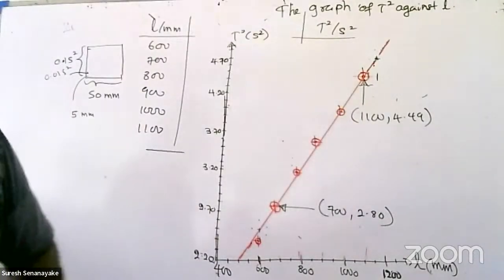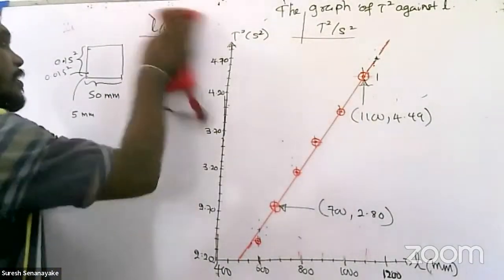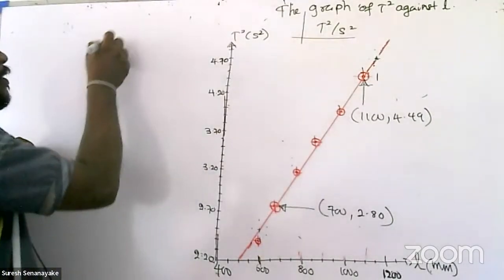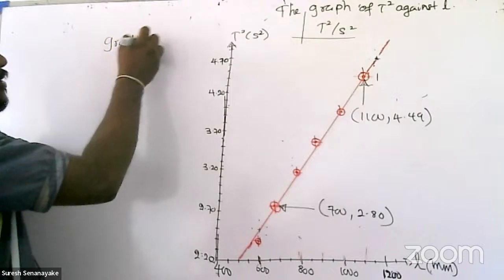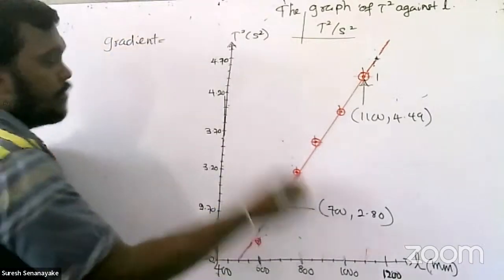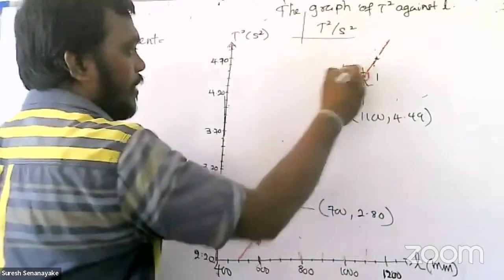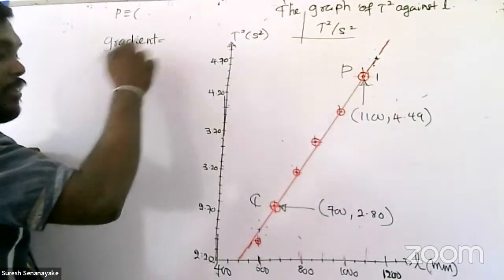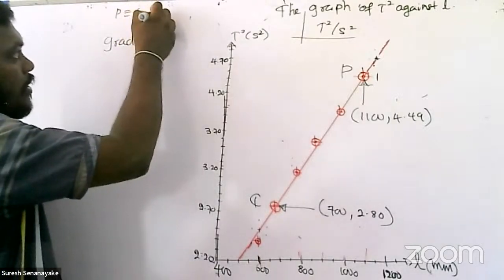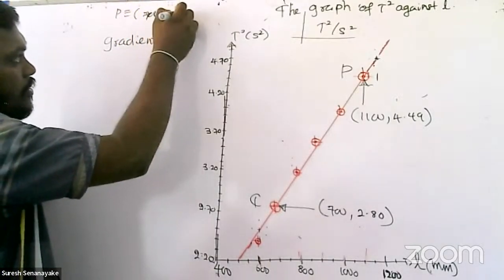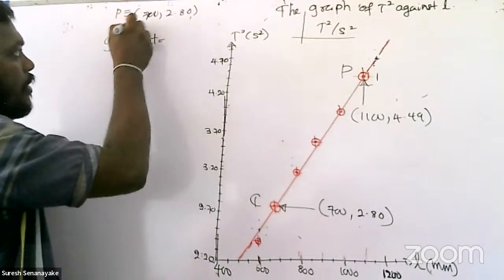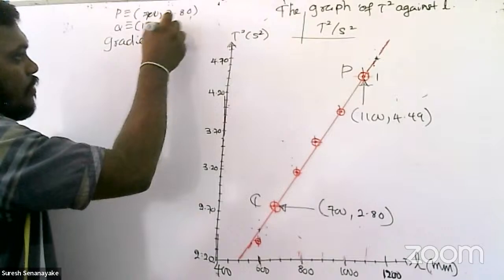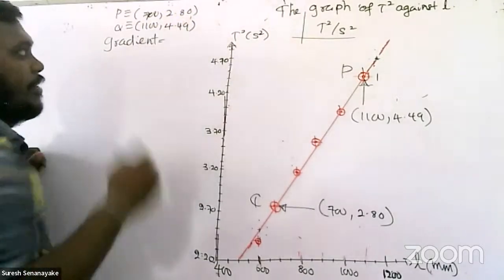Now I calculate the gradient, right? If you want, you can write this as P and this as Q. You can write the coordinates: P is 700, 2.80, and the point Q is 1100, 4.49. We got the values then.